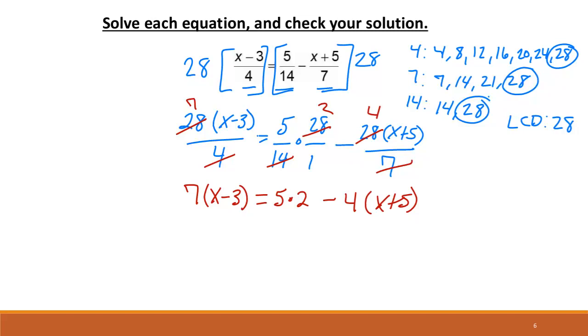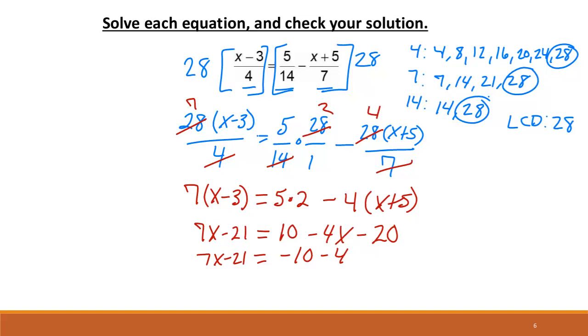So now I can do my multiplication. So I get 7x minus 21 equals 10. Make sure you distribute this negative with the 4 on both terms here. So I get negative 4x minus 20. So on the right-hand side, I can combine like terms. And then I can add 4x to both sides.